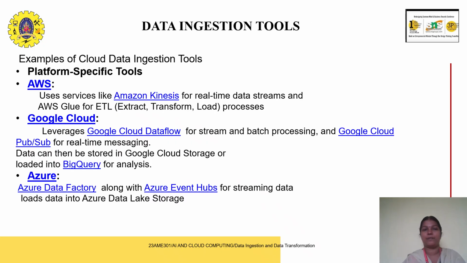Data ingestion tools. AWS, Amazon Web Services, uses the services like Amazon Kinesis for real-time, AWS Glue for ETL, extract, transform, and load process. Google Cloud is used for stream and batch processing. Google Cloud Pub/Sub for real-time messaging. Data can be stored in Google Cloud Storage for further analysis. Azure Data Factory along with Azure Event Hubs can be used for streaming the data, and the data can be loaded into the data lake storage.